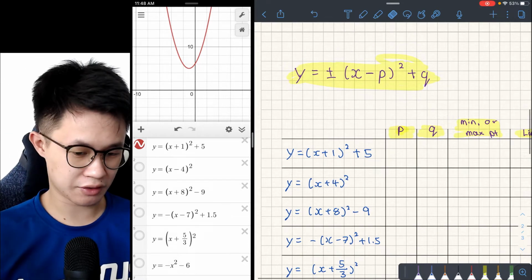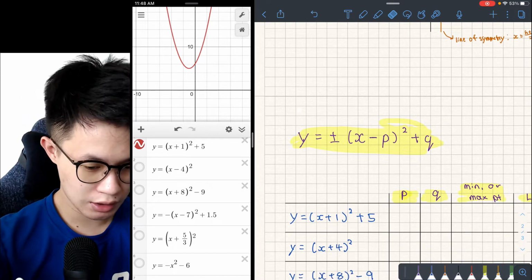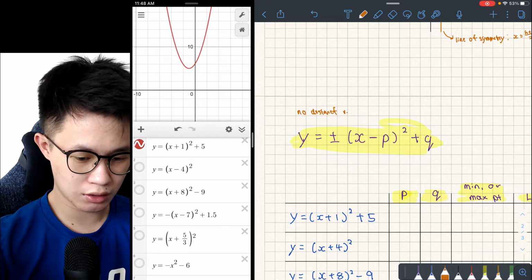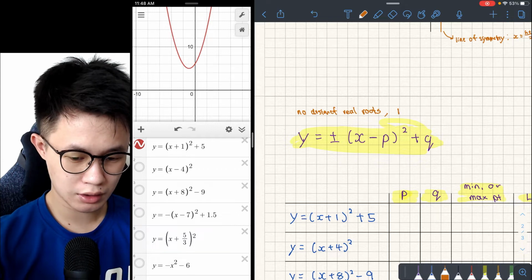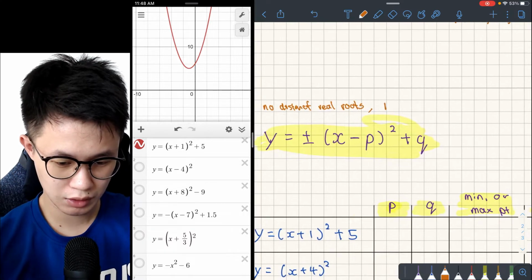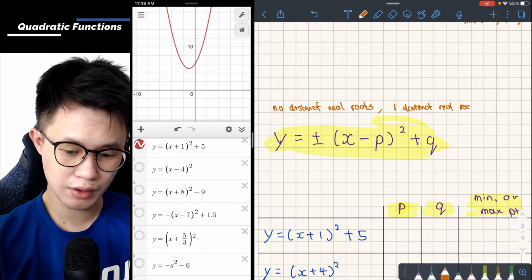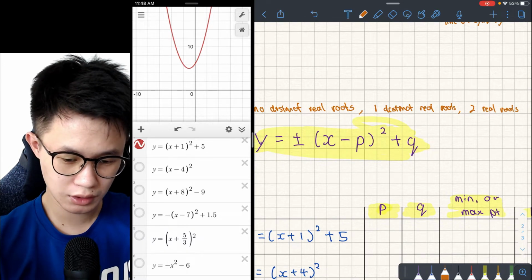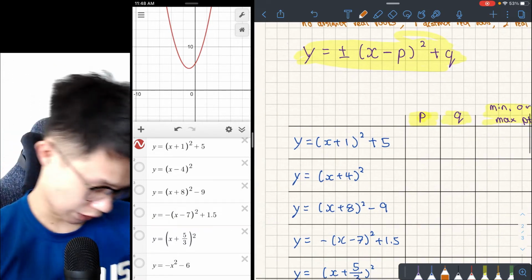Now, with all these kinds of graphs, you can have a few kinds of solutions. We're looking at all three cases of solutions. One is no distinct real roots, another is one real root, and the last case is two real roots. Two distinct real roots as well.